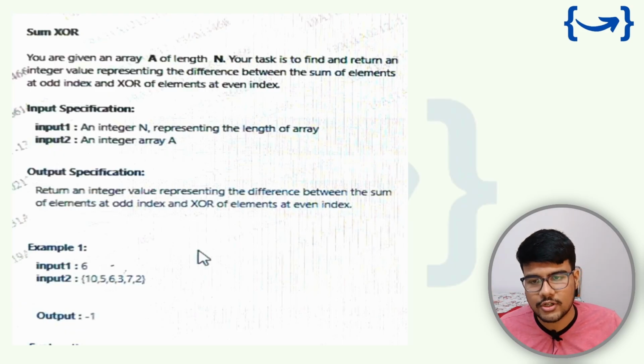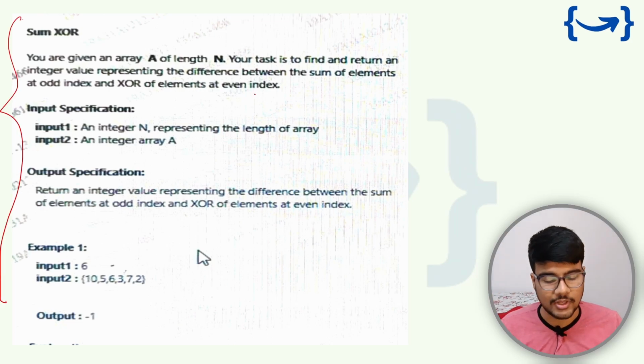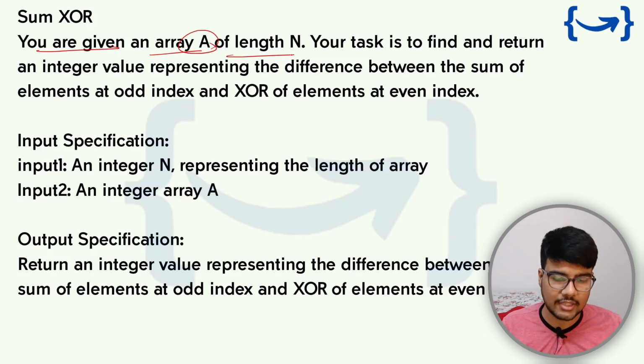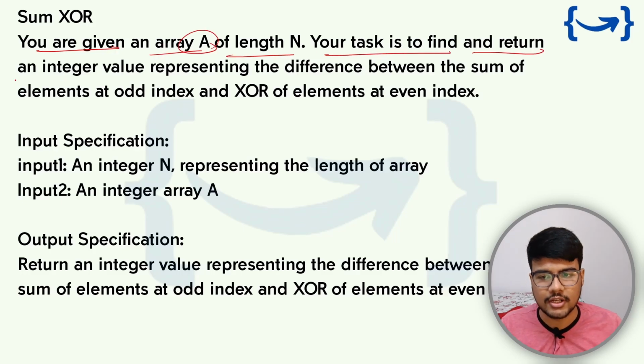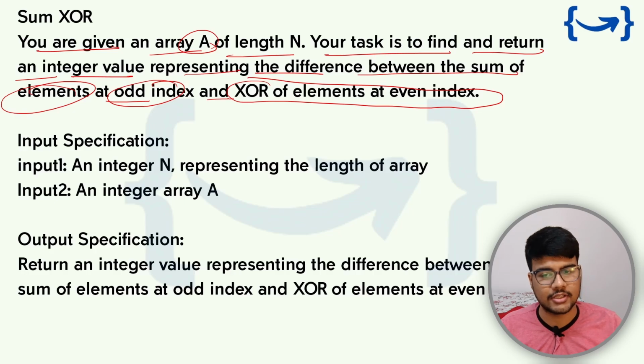So this is the screenshot that was shared from a recent candidate who got XOR sum as a problem. We'll see clearly here: you are given an array A of length n. Your task is to find and return an integer value representing the difference between the sum of elements at odd index and XOR of elements at even index. So this is the first task, and this is the second task that we need to do.